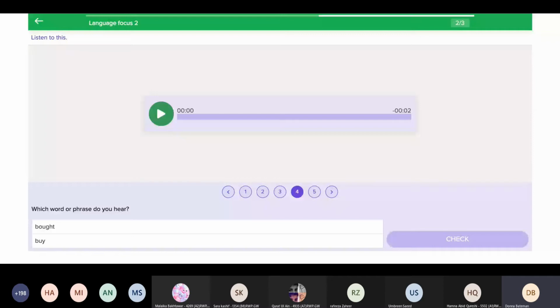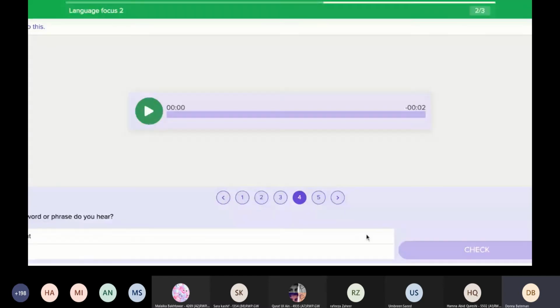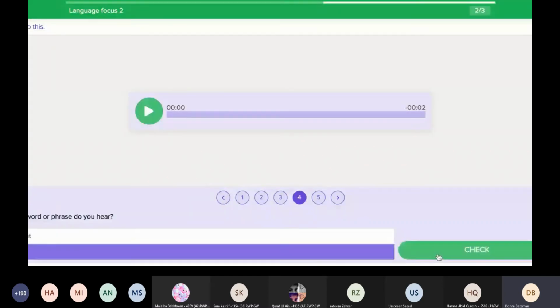So we had didn't. So that is the verb in the past to say that they did not. So didn't plus the base form of the verb. They didn't buy. They didn't buy a new car. Let's check that.